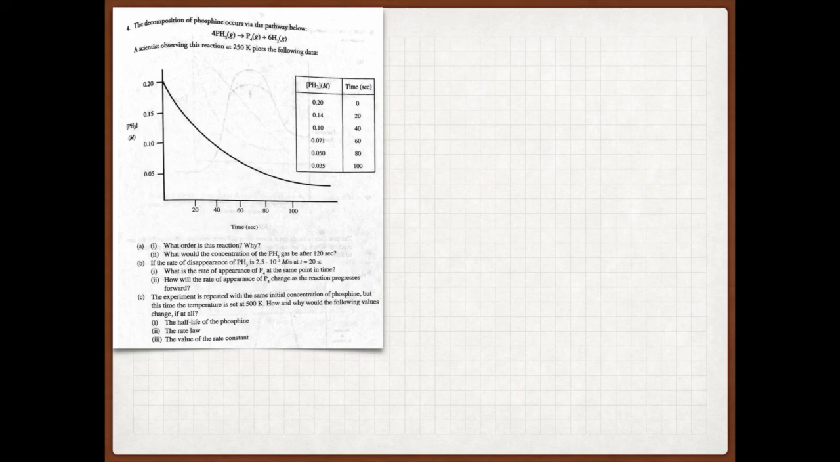Instead, if you're not given ln or 1 over in a graph, what you should immediately do is look at the data and see if your half-life is constant no matter the concentration you start with. So specifically, what you should notice is that from 0 to 40 seconds, it halves. From 40 to 80, again, it halves. So that tells me my half-life is 40 seconds. Since my half-life is the same regardless of concentration, I know that this has to be first order.